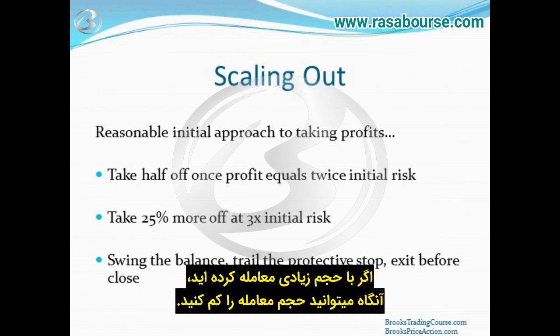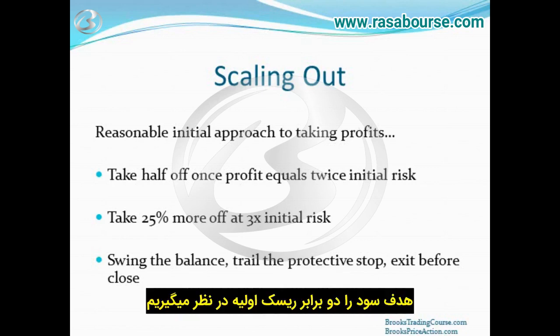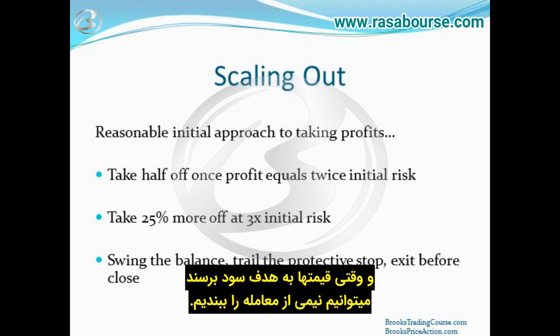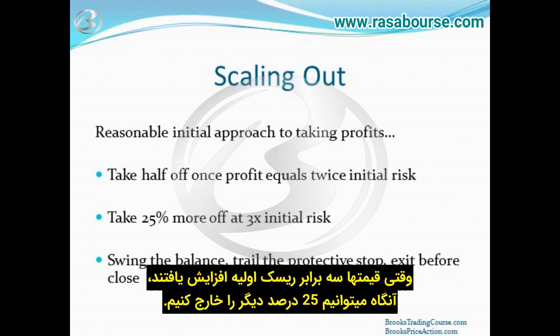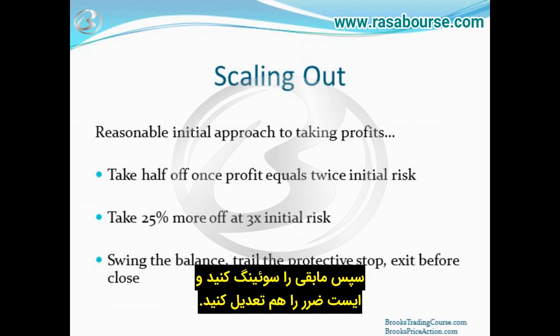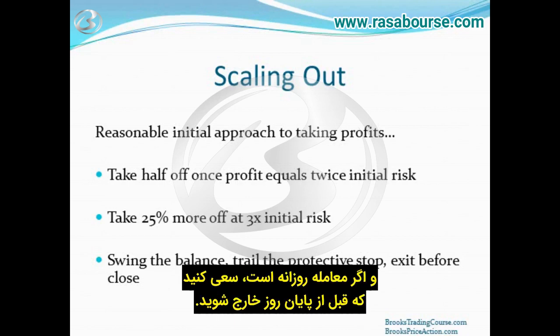In terms of scaling out, if you are trading a big enough position that would allow you to scale out, you might take half off once the profit reaches twice your initial risk. Take another 25% off at 3 times your initial risk, and then swing the balance and trail the protective stop and look to exit before the end of the day if it's a day trade.